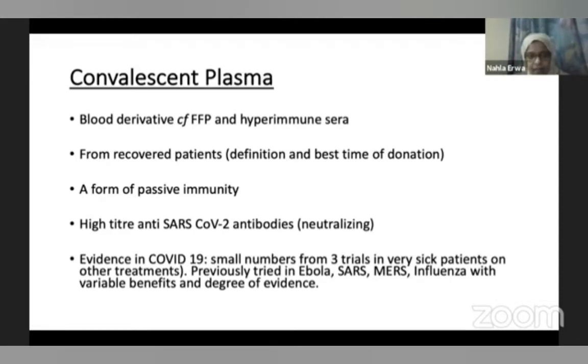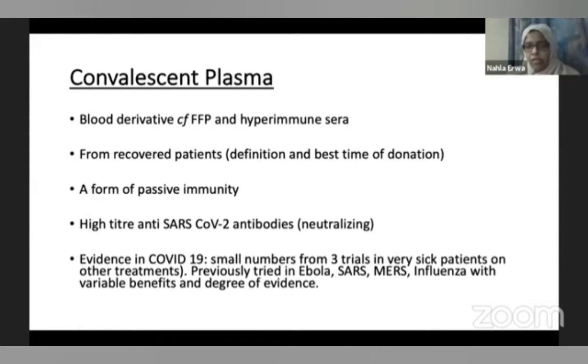So basically, a lot of this, the first few slides, will just be a reiteration of what has already been said. I think I'm left with one main point to stress on. Convalescent plasma is obviously a blood derivative, very similar to the fresh frozen plasma, and a predecessor of the hyperimmune sera that we use for specific passive immunotherapy in so many viral infections, and it is obtained from recovered patients.